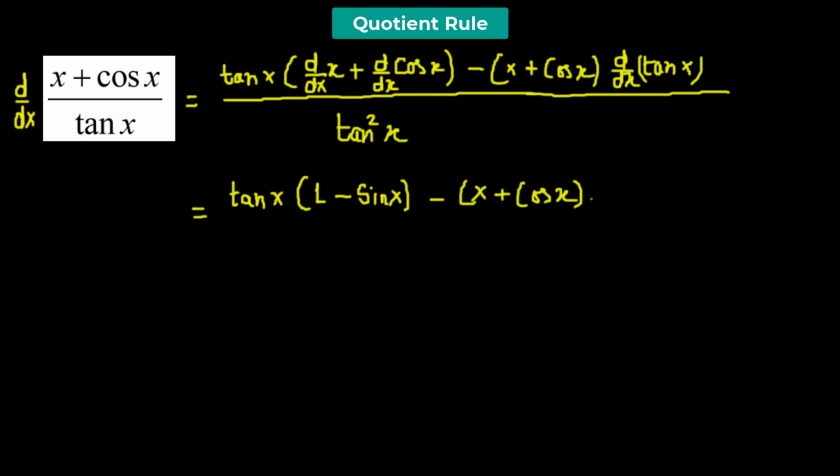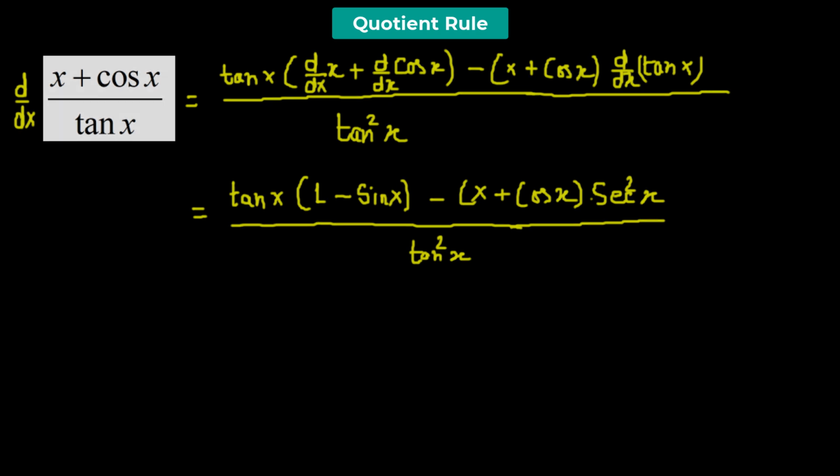So we have negative sine x minus x plus cosine of x multiplied to derivative of the tangent function, which is secant squared x, whole divided by tangent squared x. So that's it. So this is the derivative. Let's move on to the next question.